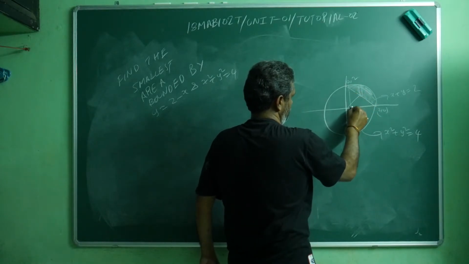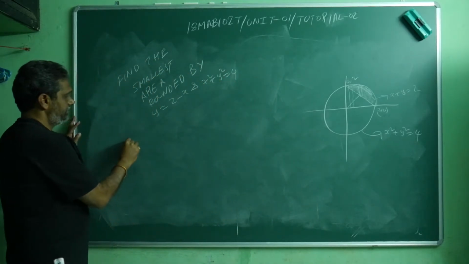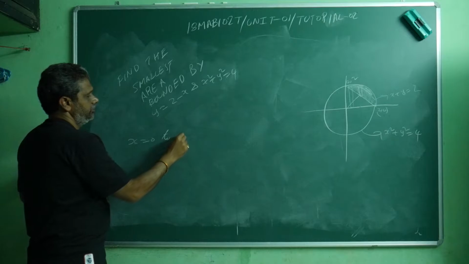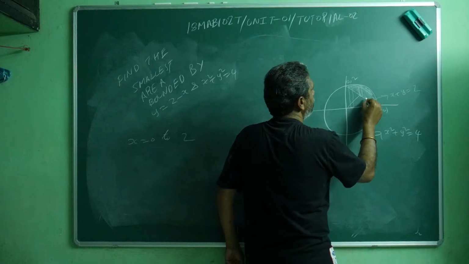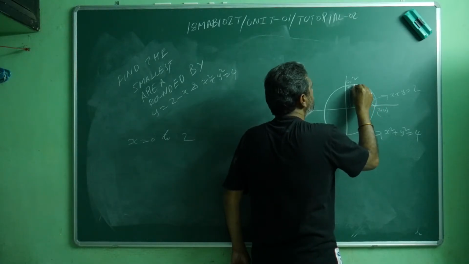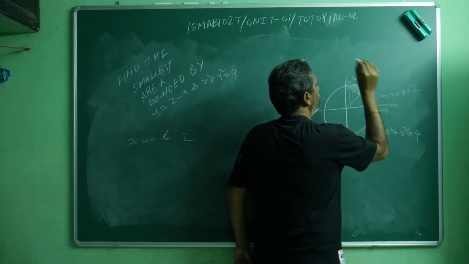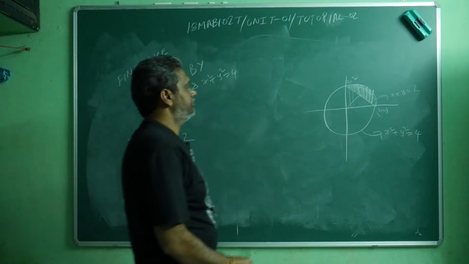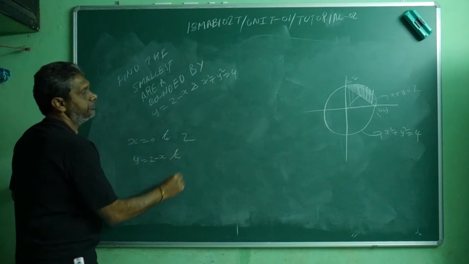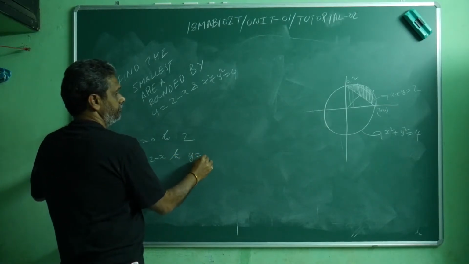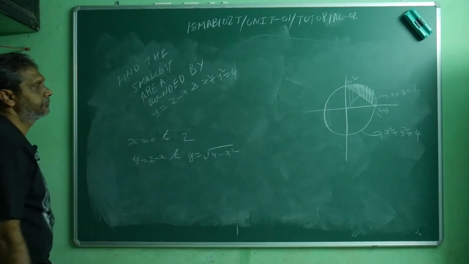If we draw with x constant like this, x varies from 0 to 2, which means the full quadrant. But when it comes to y, how is it going? From line to circle, line to circle. So line to circle means what? My equations: y is equal to 2 minus x, and y is equal to root of 4 minus x square. Understanding that?